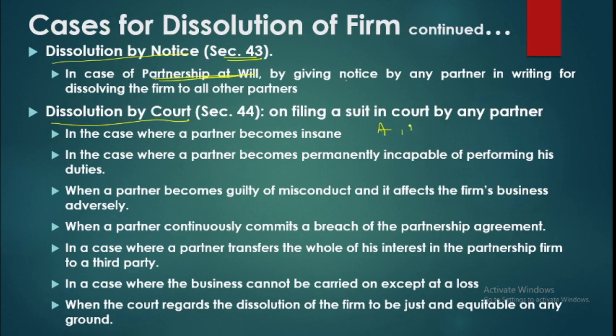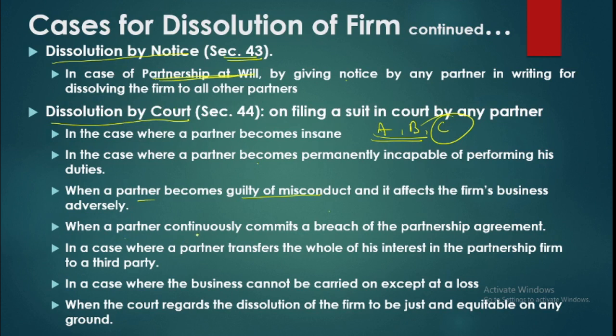Maybe A, B, C are 3 partners. C has become insane. So the 2 partners can file an application for dissolution of the firm, or when a partner becomes permanently incapable of performing his duties. If you cannot do your work in the firm, you may not be continued, so your partners may go to the court and they may ask for dissolution.